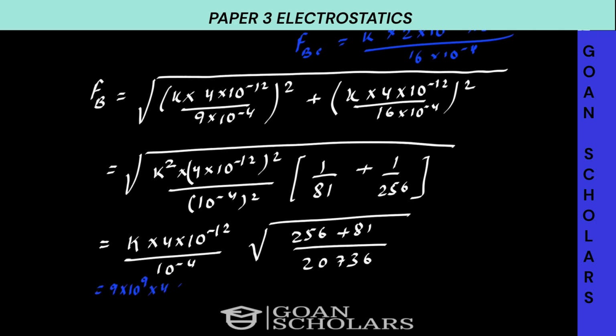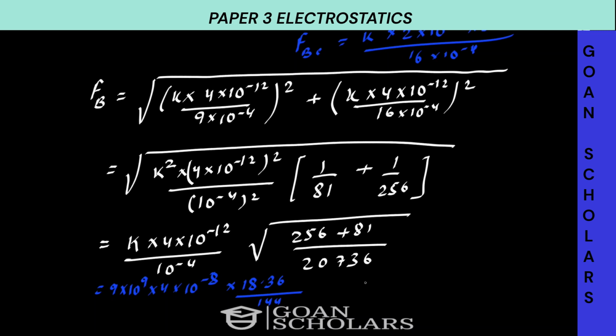Now putting the values here, the value of k will be 9 into 10 to the power 9, into 4 and 10 to the power minus 12 and plus 4 minus 8, and root of 256 plus 81 is root 337, and root 337 is 18.35, or let's make it 18.36, whole divided by 20736. So root of 20736 is nothing but 144. So let's substitute here 144.